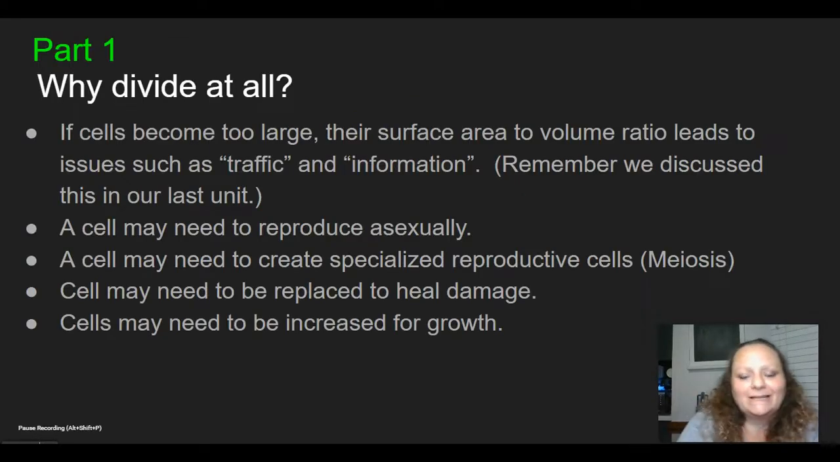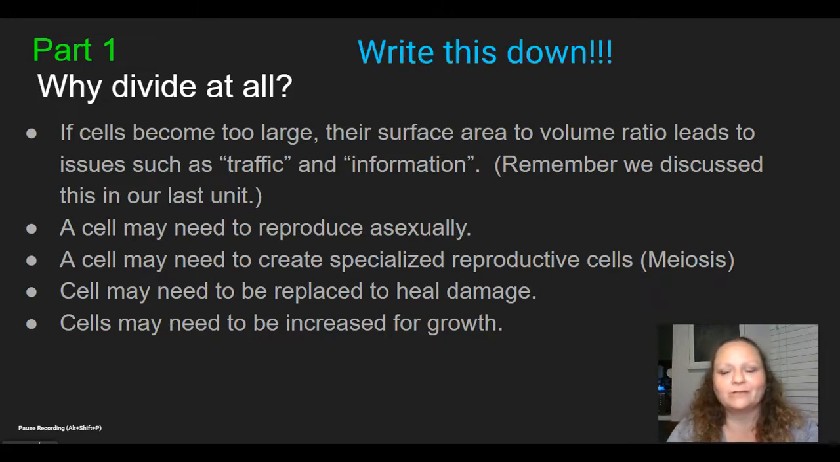The first question is, why do cells divide at all? If cells get too big, then their surface area to volume ratio gets off, and they're going to have issues such as traffic and information, which sounds a little bizarre, but think of it this way. Remember in the last video, we talked about the surface area to volume ratio, and I showed you guys those gelatinous cubes. And inside that gelatinous cube, there was an area that couldn't be reached by things from the outside of the cell. And I told you that the larger the cell gets, the more of that area can't be reached.